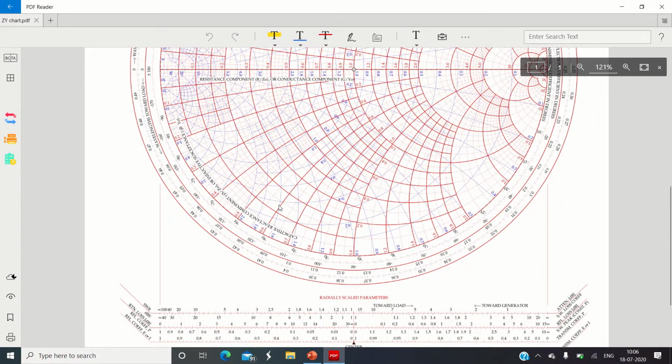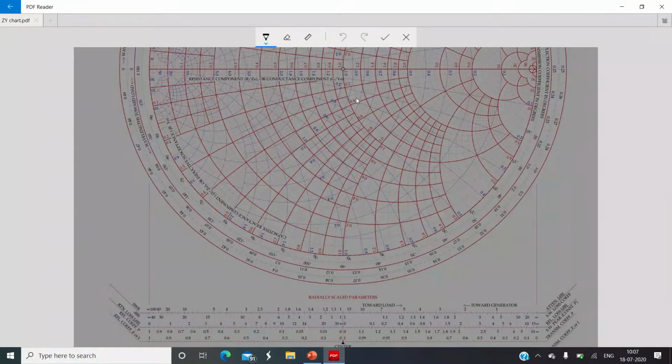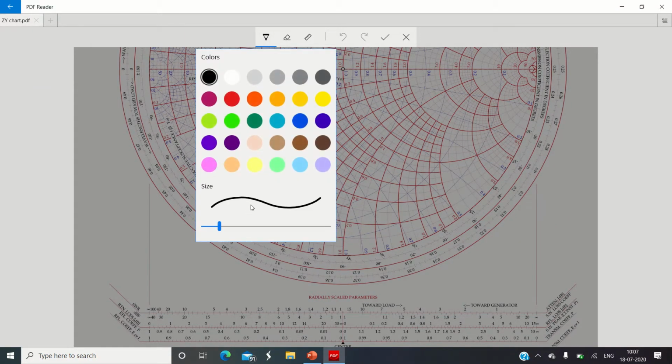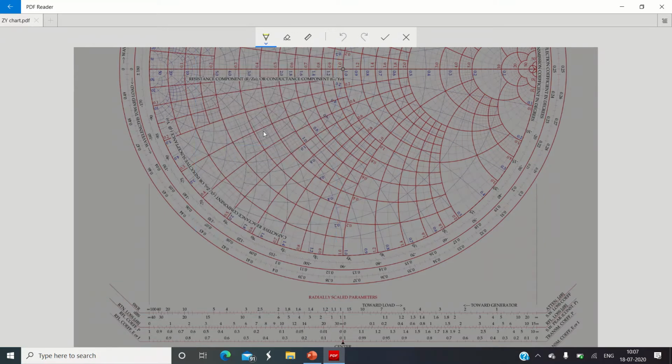So I will trace a curve for you on the Smith chart and plot this point. Meanwhile, you follow the same technique as I am doing here. Take a pencil. I will increase the brightness so that we can visualize. For the thickness, I will select this pastel yellow color.